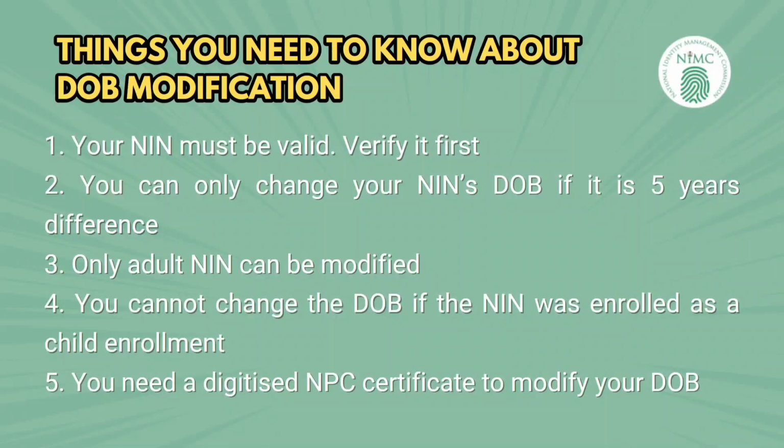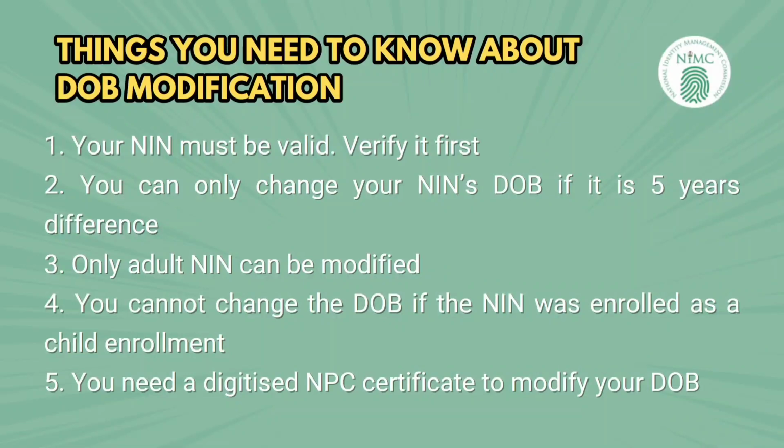In this case, what the person can do is what is called migration. You can go to an NIMC center, or you can contact us, and we can help you with that. We're going to migrate your NIN from a child NIN to an adult NIN before the modification attempt will work.